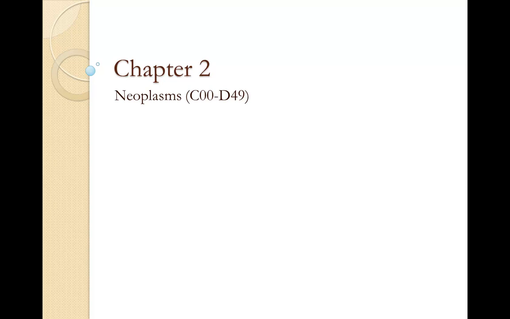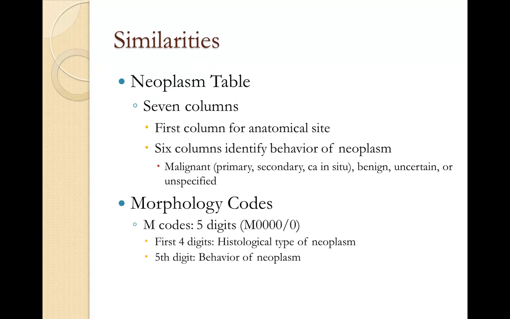All right, let's take a look at Chapter 2, which is the neoplasm chapter. Those of you that have had coding class before, I know this is always one of your favorites. So we're now looking at codes C00 to D49 for neoplasms. So with this, we are going to be using the neoplasm table.